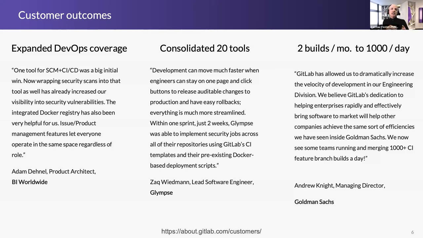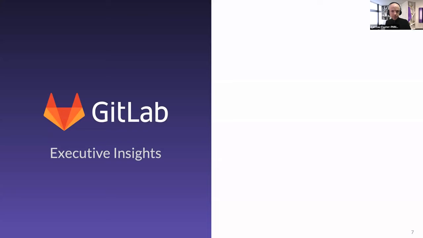Glimpse got rid of 20 different tools and replaced them with GitLab. Good news for those of you using five or more. And then finally, Goldman Sachs went from a bi-weekly build and release cadence to merging and testing more than 1,000 builds per day. And that kind of velocity brings a bunch of other benefits, which we'll talk about later. So there are real world benefits to this. Now let's look at why, but I encourage you to check out that page.